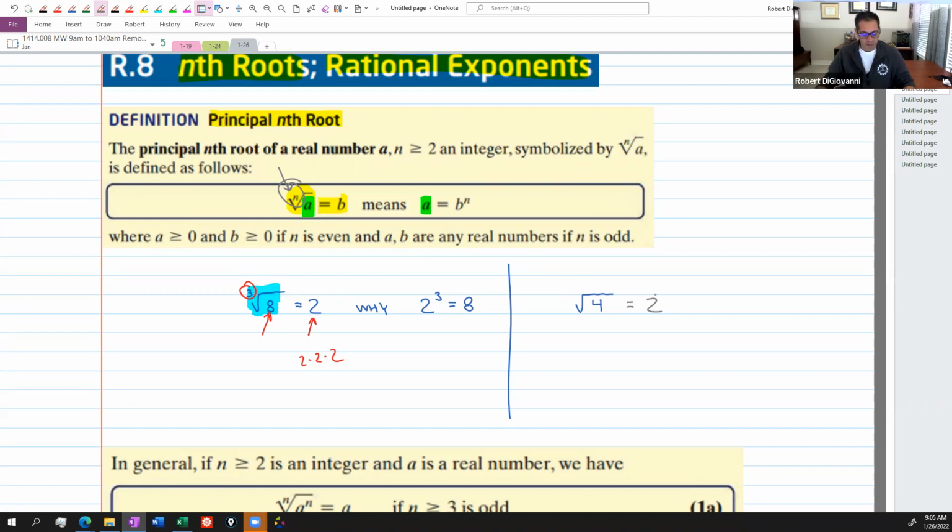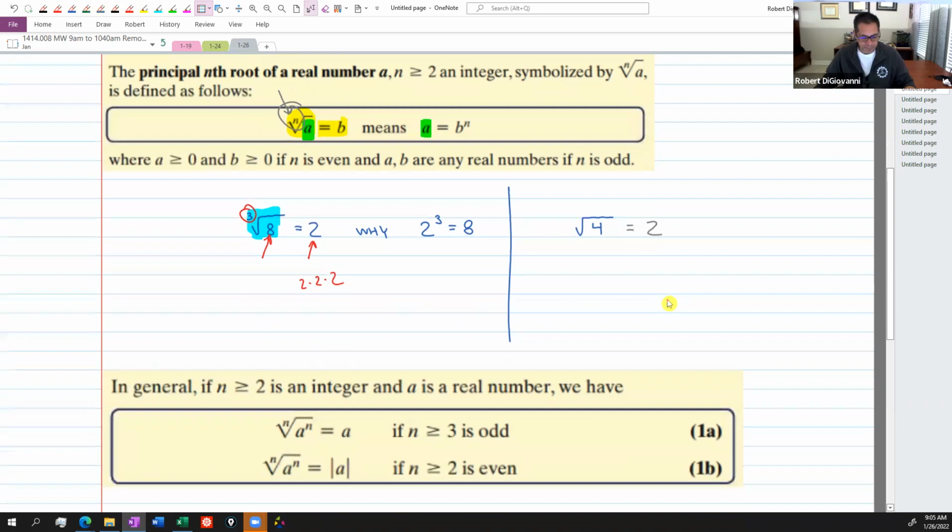Let's do one more. Let's see. What would the fourth root of 81 be? Who's got that for me? No calculator. Do it in your head. What number times itself 4 times gives you 81? Who's going to be my volunteer today?